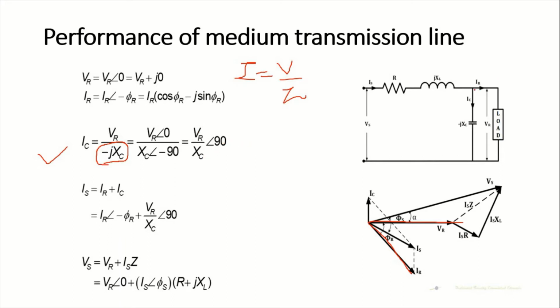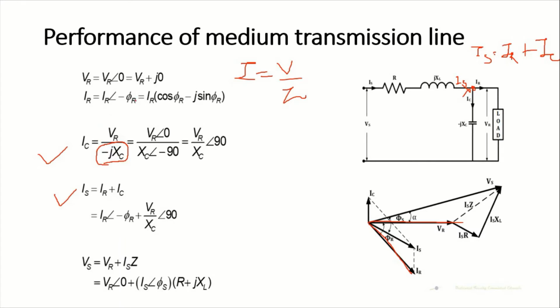Now, at this point, applying KCL, the incoming current is IS and the outgoing current is IR plus IC, so we can write that IS is equal to IR plus IC. Clear? Because at this point the incoming current is only IS, the sending end current, but the leaving current is IR and also IC, so IS is equal to IR plus IC.